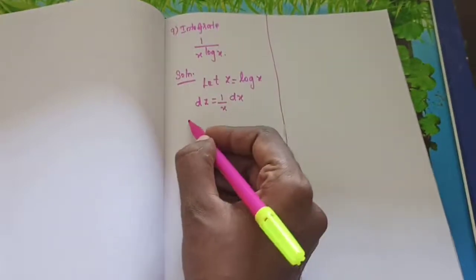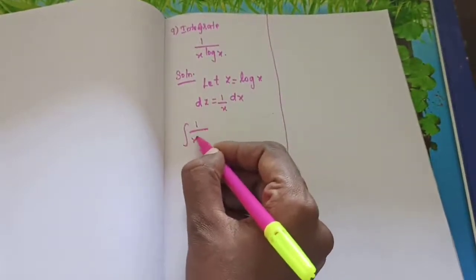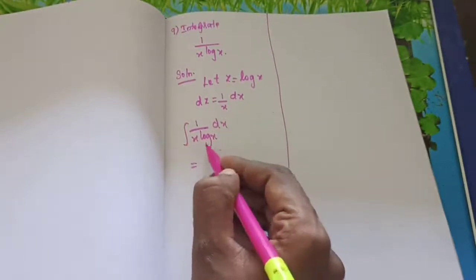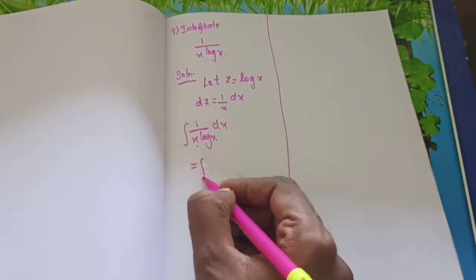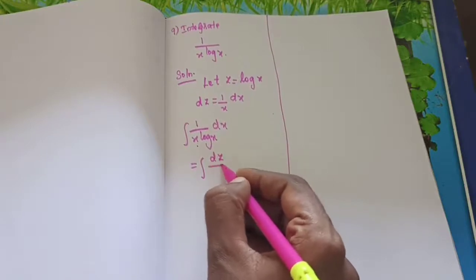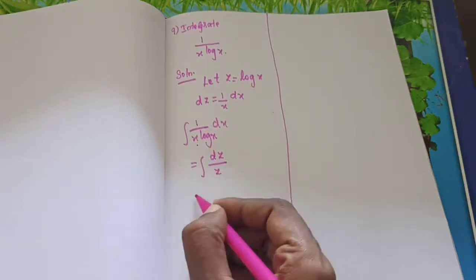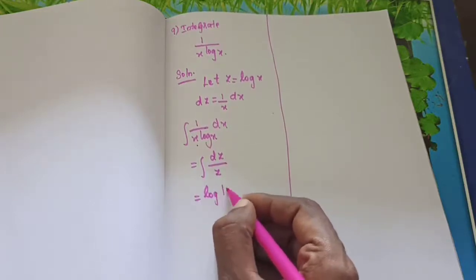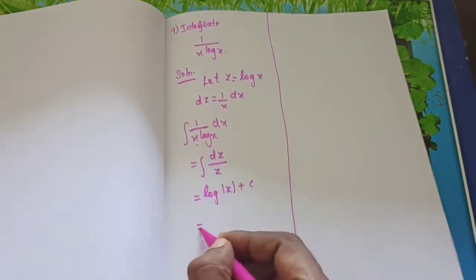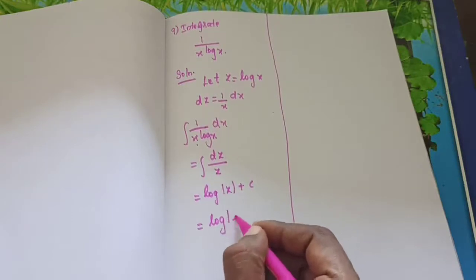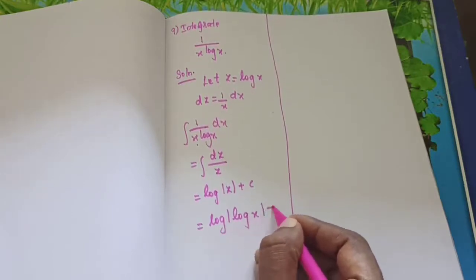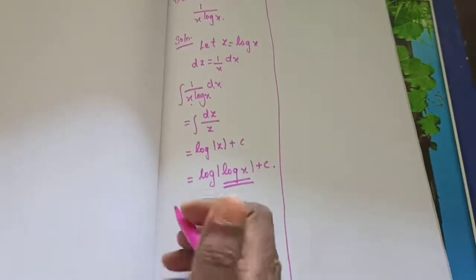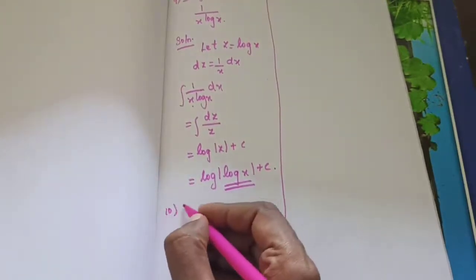So all the values you got are right. Just substitute: 1 by x into log x dx, in the place of dx by x you can substitute dz. So dz divided by log x, that is z. What's the integration of dz by z? Log of mod z plus c. What's the z value? Log of mod of log x plus c. That's the answer. Have you got it? Very easy. Let's move to the next question.